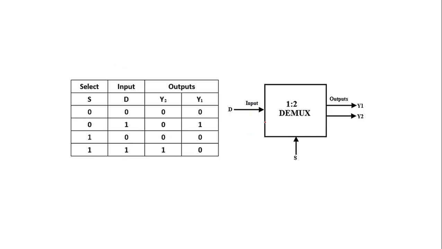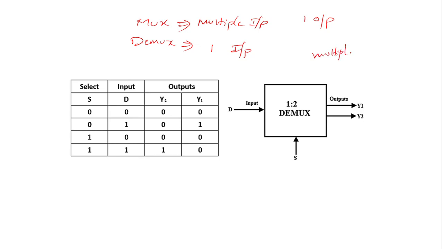In this video we discuss the demultiplexer. A demultiplexer is also a combinational circuit. In a multiplexer, you see multiple inputs and a single output. Whereas the Demux is quite different from the mux; it is quite the opposite. In the Demux there is only one input and multiple outputs.